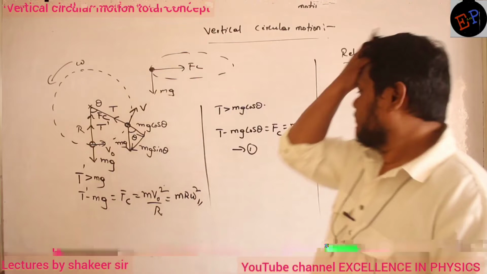Mass and mass get cancelled. So what is the final velocity? v square is equal to u square minus 2gl into 1 minus cos theta. Therefore v is equal to the square root of u square minus 2gl into 1 minus cos theta. This is the equation for the final velocity of the particle in terms of the initial velocity. I have calculated this final velocity using the law of conservation of mechanical energy.